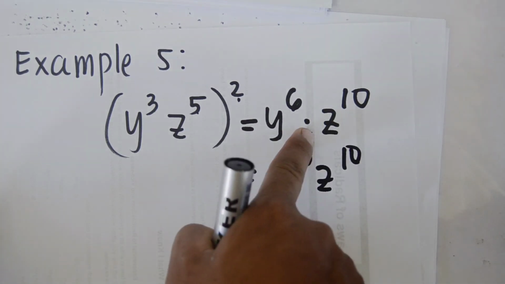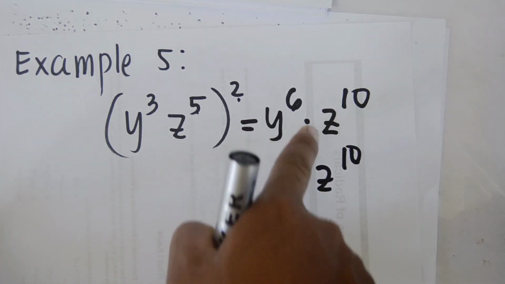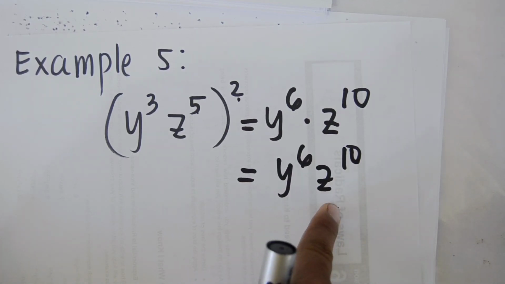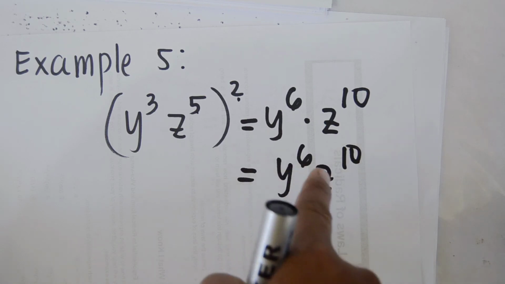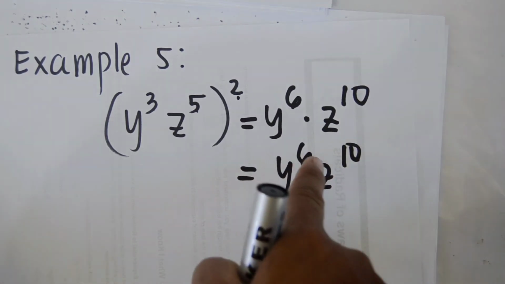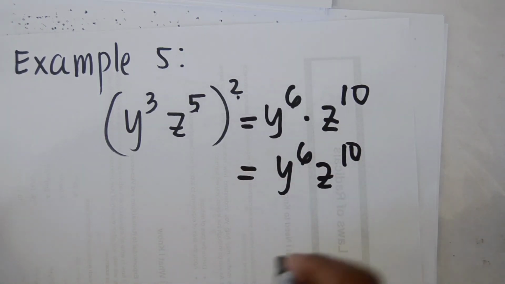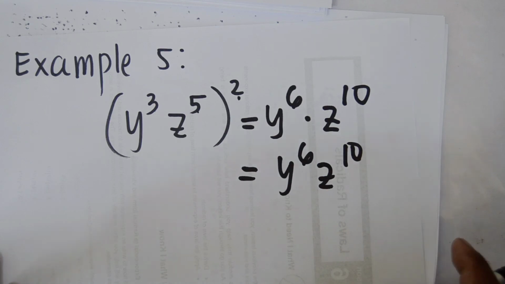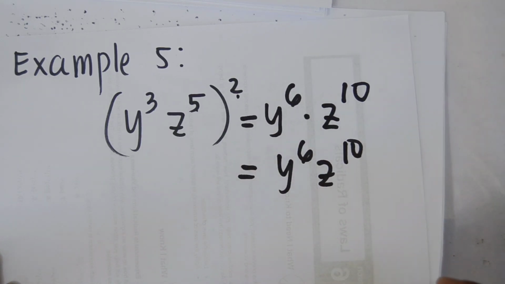You can cancel out this dot. That means multiplication, and this also means y times z. So y to the power of 6 times z to the power of 10. So that is our final answer. So that is our product, or that is our power rule.